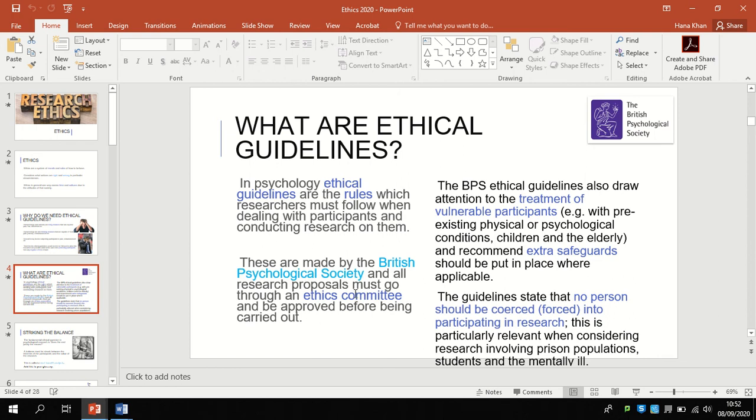Now, if any of you went to do psychology at university, in your dissertation, you'd have to do a big experiment, and you have to give your experiment proposal to, say for example, your tutor for them to then accept whether or not your experiment can go ahead. If it has any chance of harm to your participants and things like that, they usually say no. The British Psychological Society's ethical guidelines also draw attention to treatment of vulnerable participants, for example, people that need extra safeguarding: children, people with mental disorders, the elderly, etc. And the guidelines also state that no person should be forced into participating in this research. You can't actually force anybody.